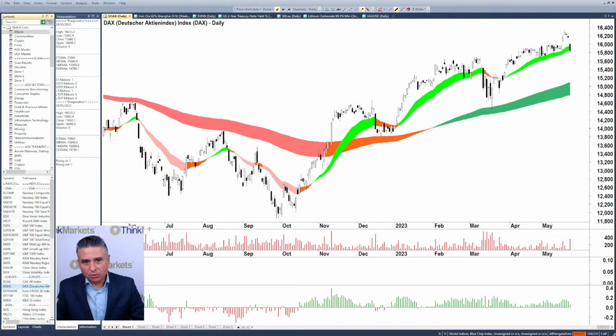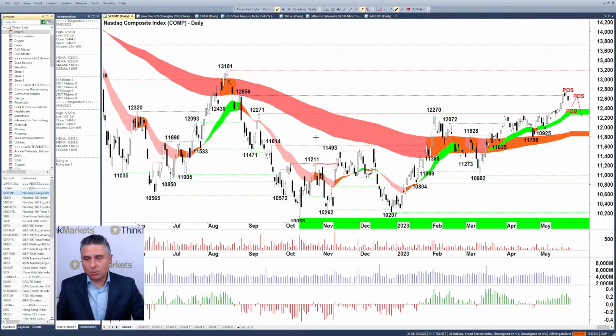Interestingly, just while we're here on these European indices, the DAX made a new high, and that's a big gap and run last night. And everything, this is where we're going to finish it, is where we started it. Everything will come down to this close tonight.